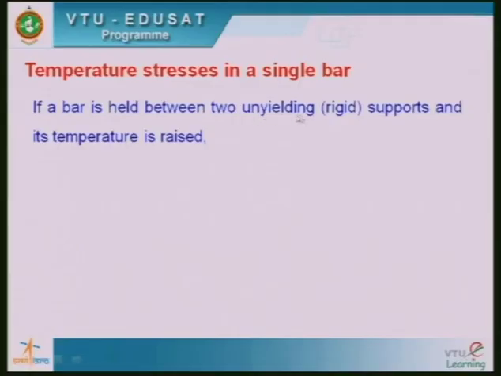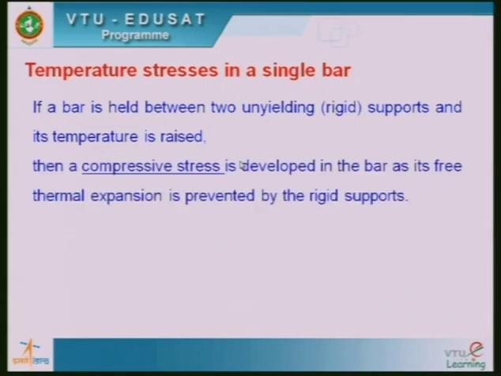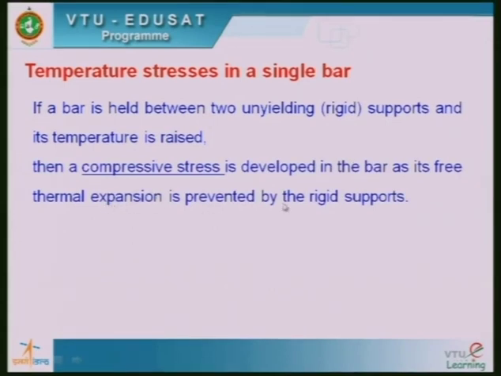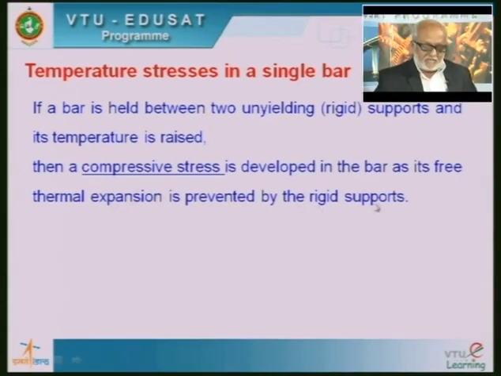See, if a bar is held between two unyielding rigid supports, please focus on this concept. If a bar is held between two unyielding rigid supports, means supports are very strong, they do not yield, they are very rigid. And if the temperature of the bar is raised, what will happen? Then a compressive stress is developed in the bar as its free thermal expansion is prevented by the rigid supports.